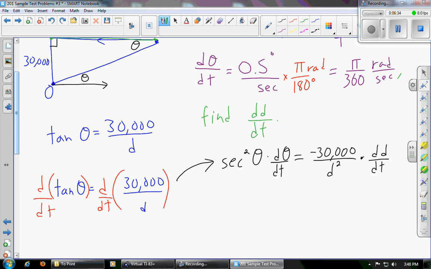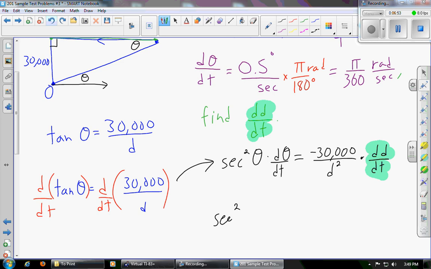Okay, super. So what are we after and what do we know? All right, we're trying to find dd dt. Green is not the highlighter of choice. We're trying to find dd dt. There it is. So everything else in that black equation needs to become numbers. So let's start replacing the stuff that we know.